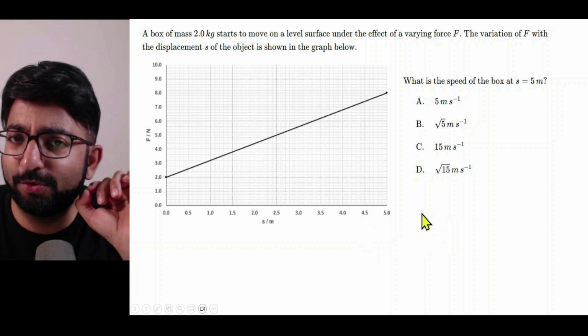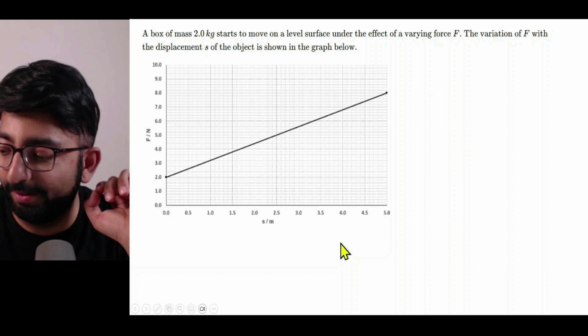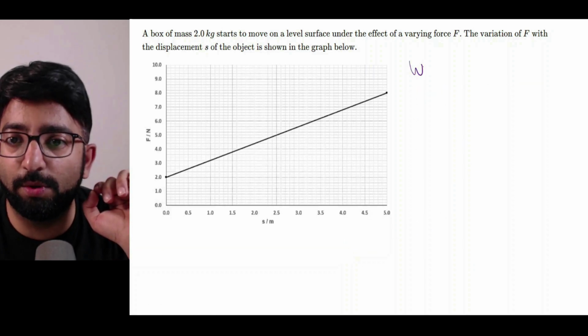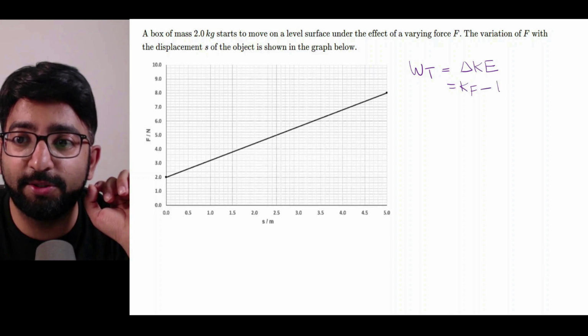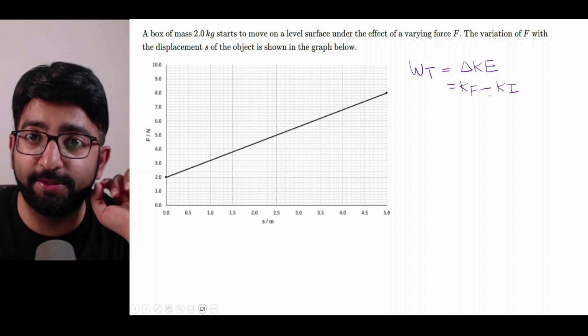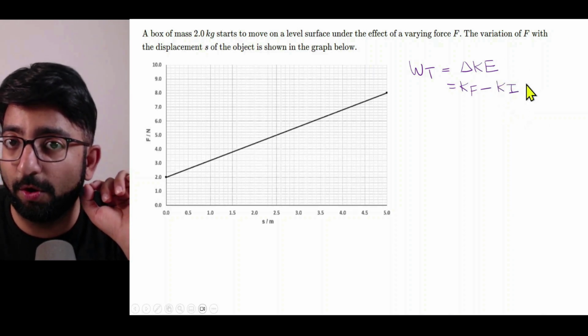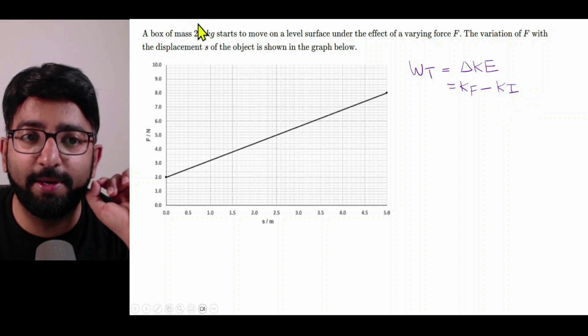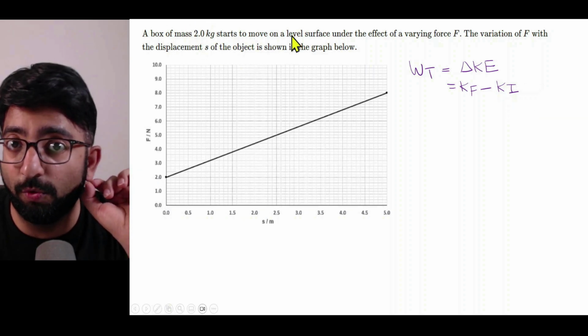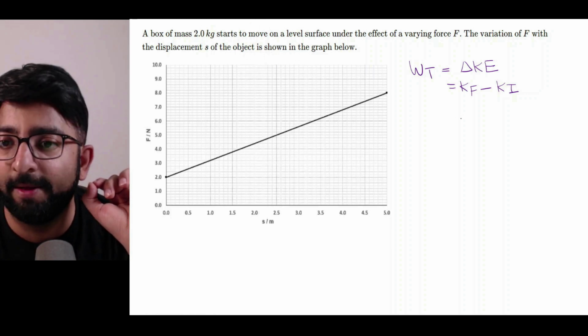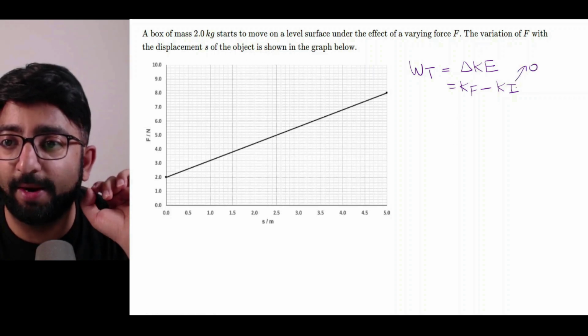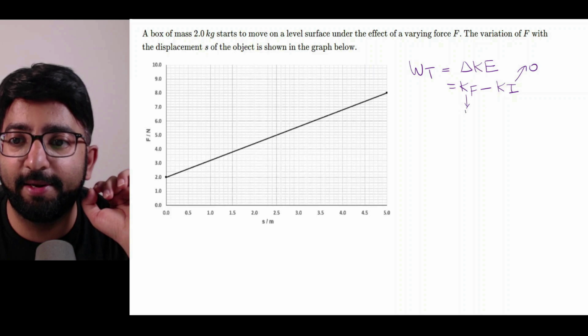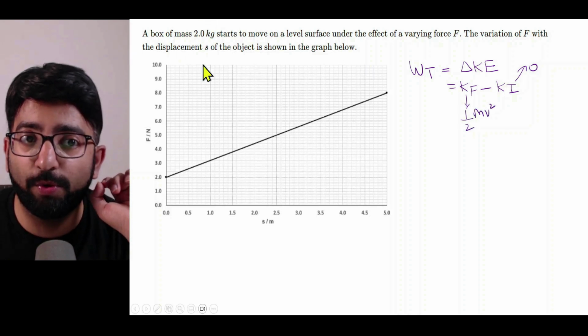So let us try to solve this question using the work-energy principle, which states that the total work done is equal to the change in the kinetic energy, which is equal to the final kinetic energy minus the initial kinetic energy. Now, the initial kinetic energy of the object is 0 since it is mentioned that the box starts to move. So the initial speed is 0. So the initial kinetic energy we can write as 0, and the final kinetic energy is half m v square, where the mass is given as 2 kilograms.